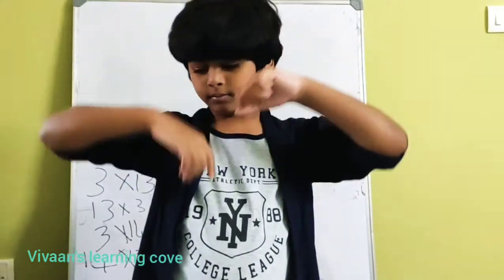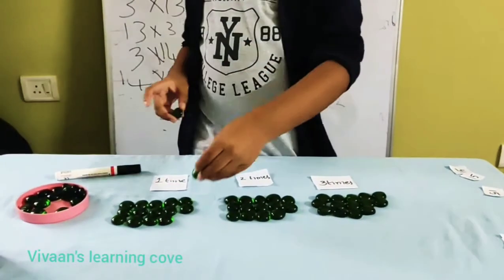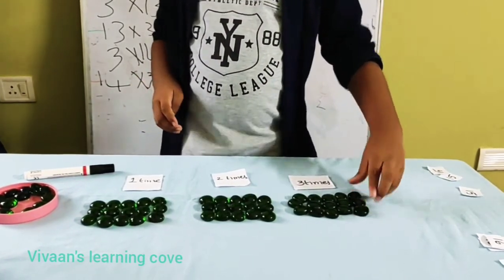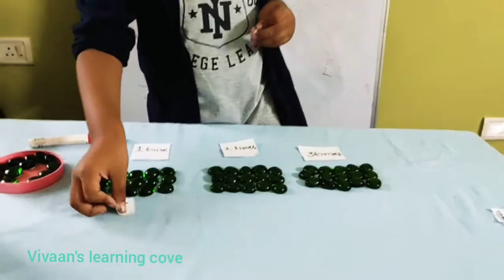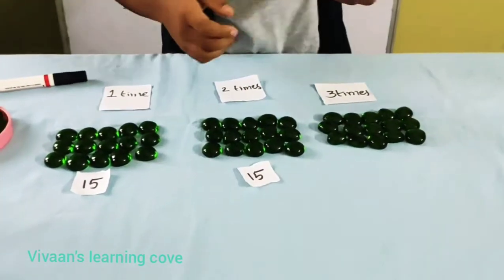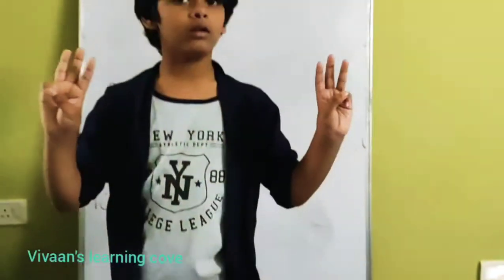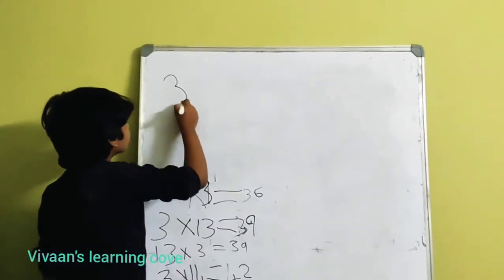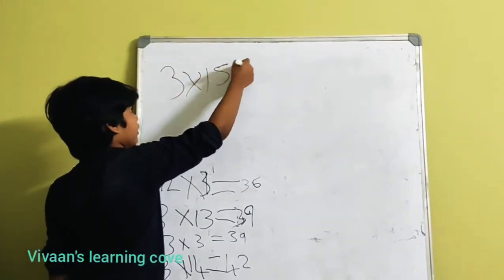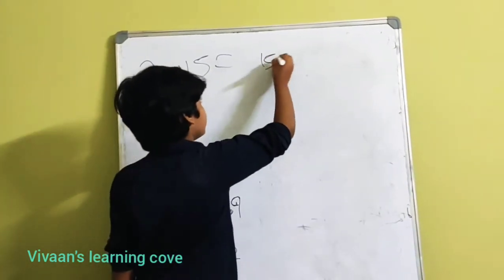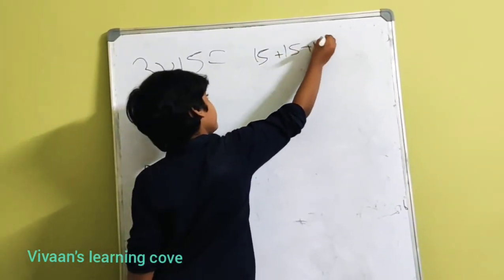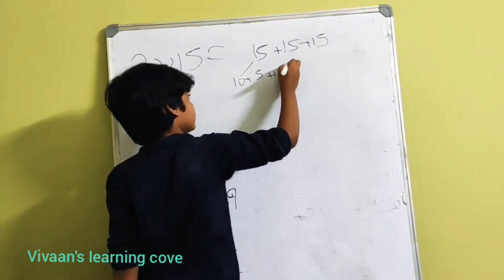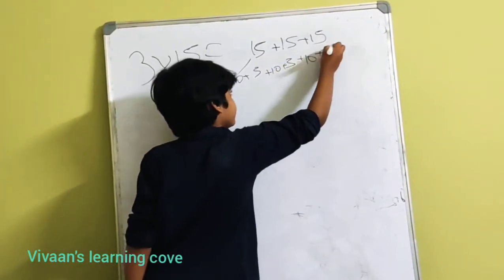Now let's do 15. I'm just going to add 1 to each group. 1, 2, 3, 4, 5, 6, 7, 8, 9, 10, 11, 12, 13, 14. Cards to represent. There are 15 in group 1, 15 in group 2, 15 in group 3. There are 3 15s, meaning 3 times 15. 3 times 15 equal to 15 plus 15 plus 15. That's 10 plus 5 plus 10 plus 5 plus 10 plus 5.